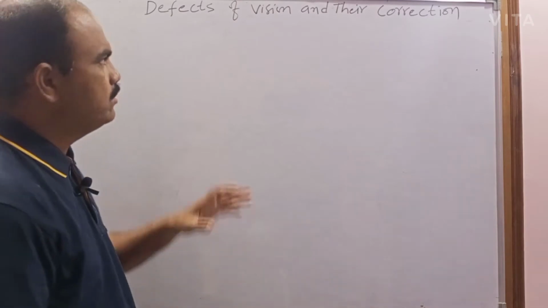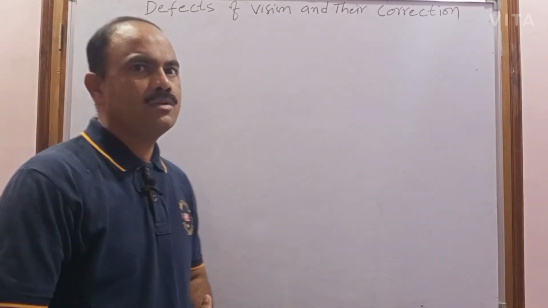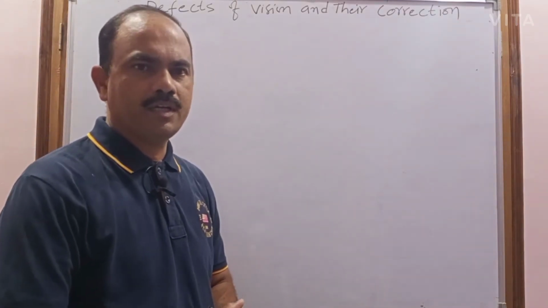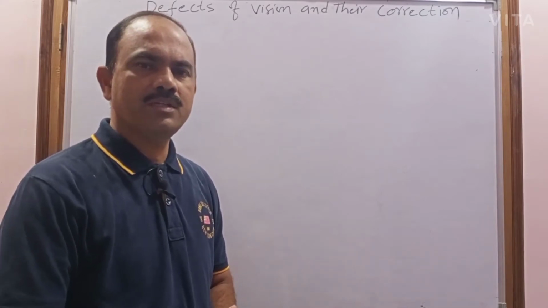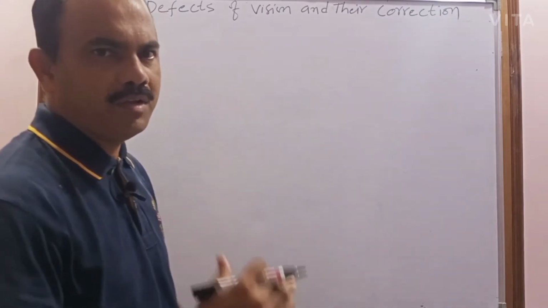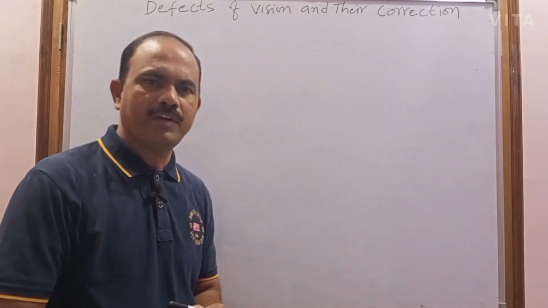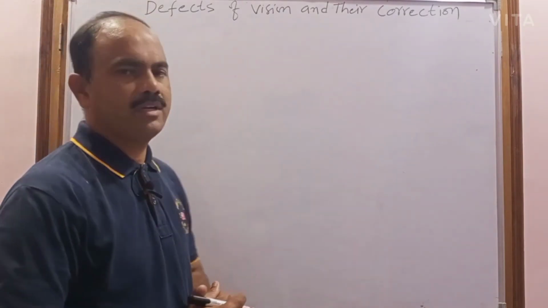Defect of vision. Before going to the defect of vision, I am going to explain two important terms. One is the near point and the second one is the far point. If you understand the near point and far point, we can easily understand the defect of vision.